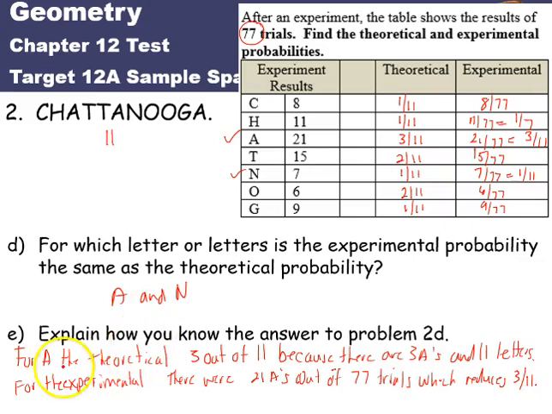Okay, and I'm running out of room here, but I can make a similar argument for why N works. So N works the same way.